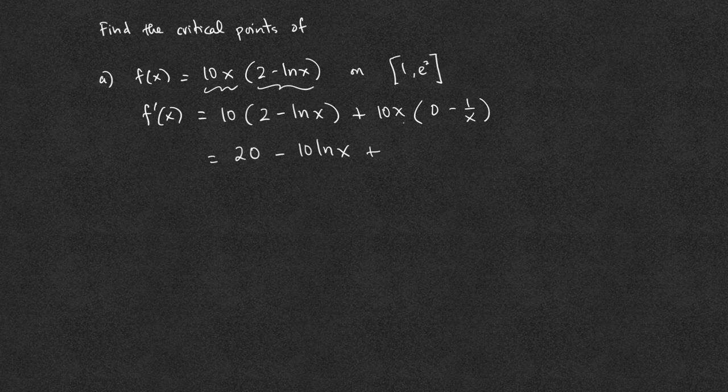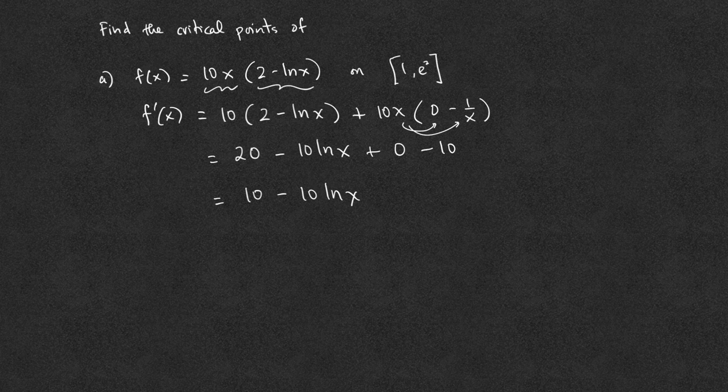plus 10x times 0 is 0, and 10x times minus 1 over x is minus 10. Simplifying this, we have 10 minus 10 ln of x.